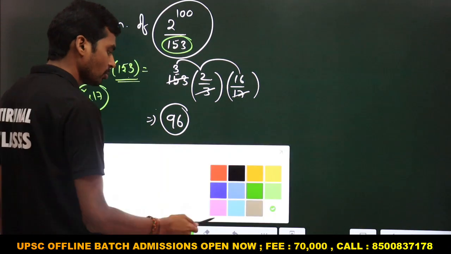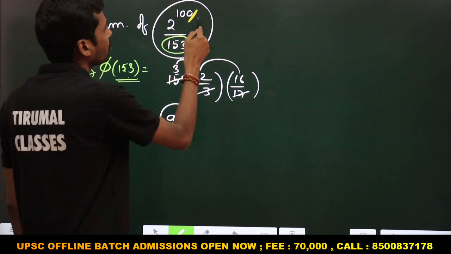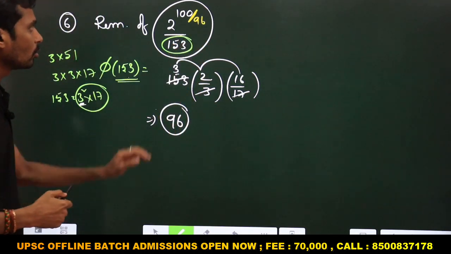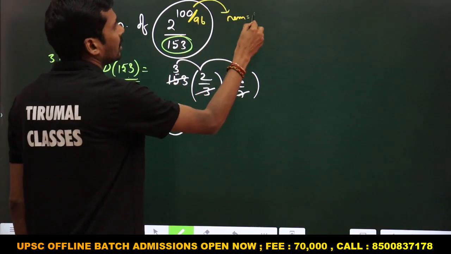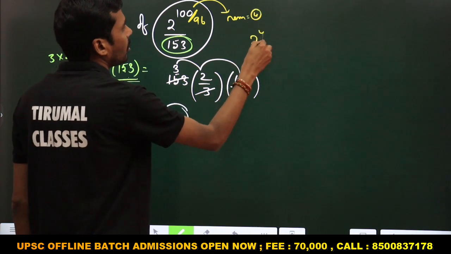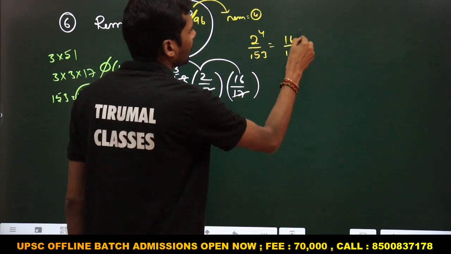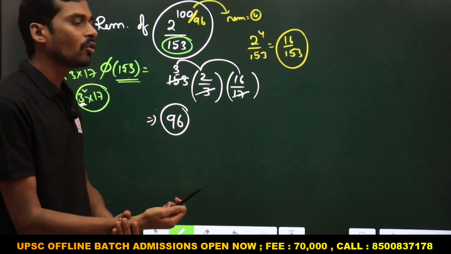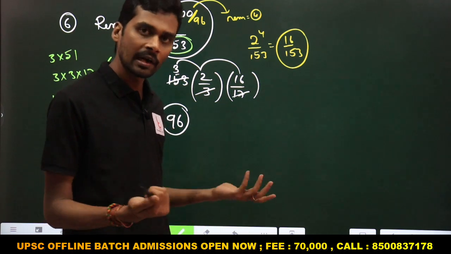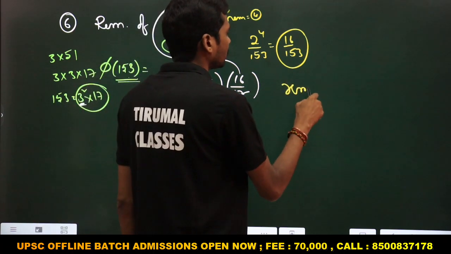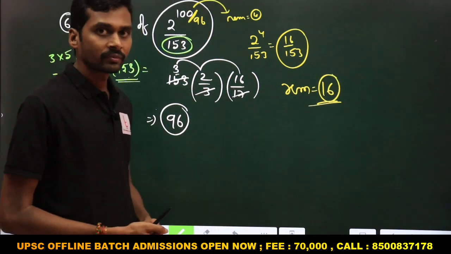Then what is the next thing I have to do? Immediately divide the power by this totient number. The totient is 96. So 2 to the power of 100 divided by 96, from this you take the remainder. The remainder is 4. Now it becomes 2 to the power of 4 divided by 153, which is 16 by 153. What is the remainder? In the previous class I told you that when a smaller number is divided by a larger number, the remainder is always the smaller number. So the remainder is 16. So the final answer is 16. Okay, is it clear?